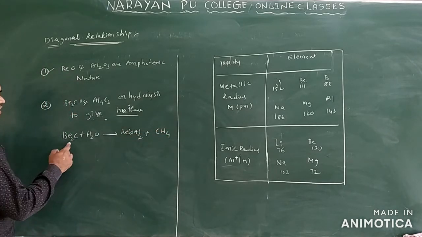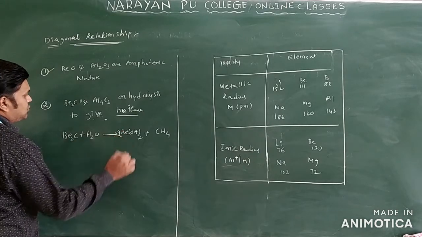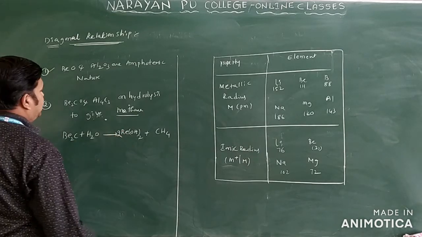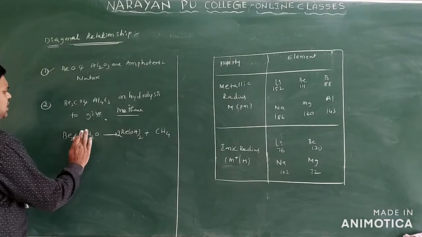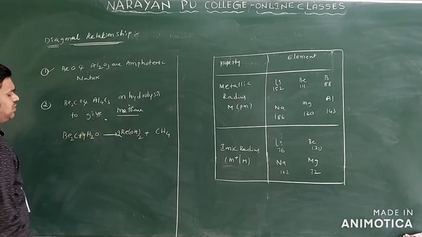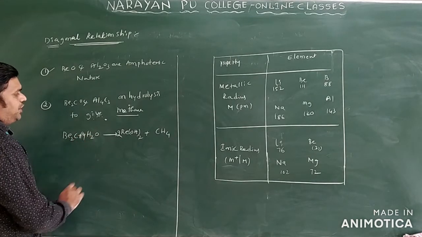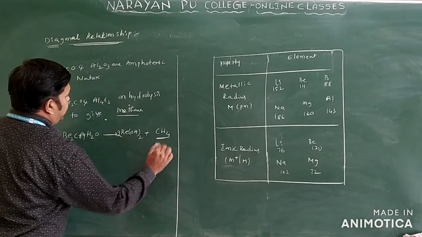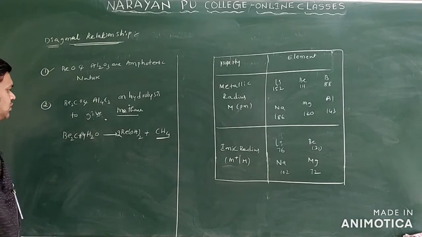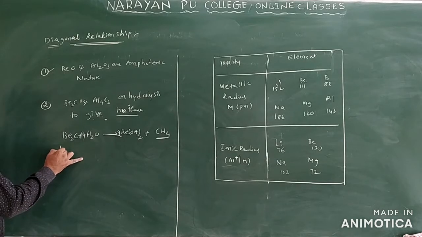How many beryllium atoms are there? 2. So I take Be(OH)2 twice here. How many oxygens are there? We have 4 oxygens. I will multiply this with 4H2O. 4 into 2, 8 only. This is 4. 4 plus 4, 8 oxygens are there. The equation is balanced. What is the name of the compound? It is beryllium carbide only.